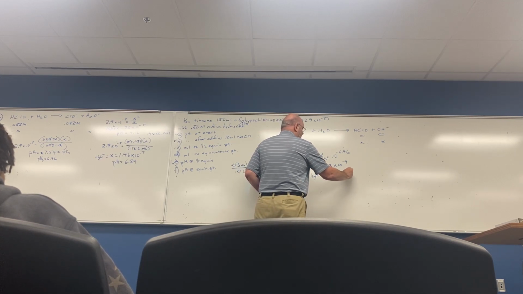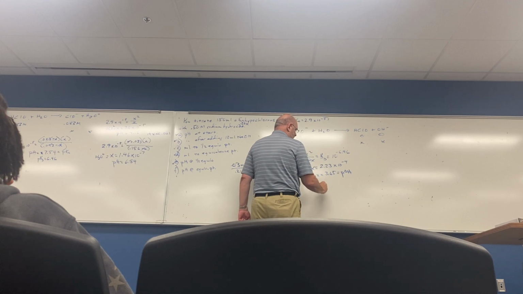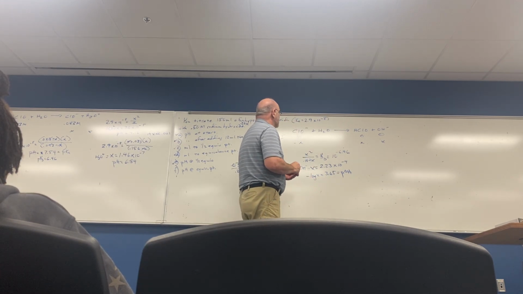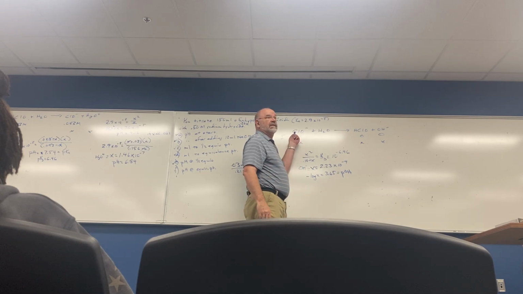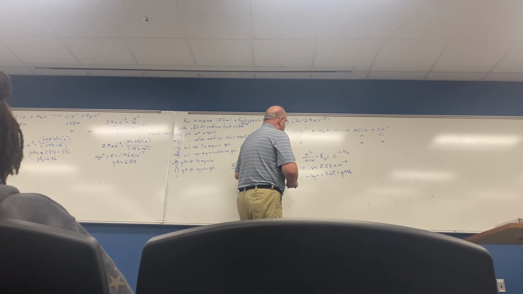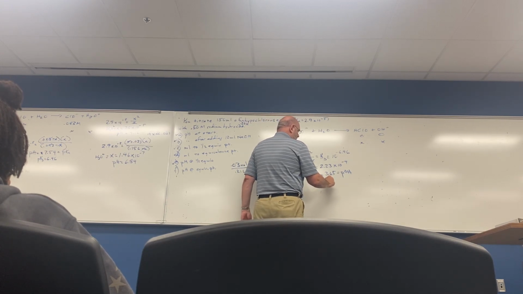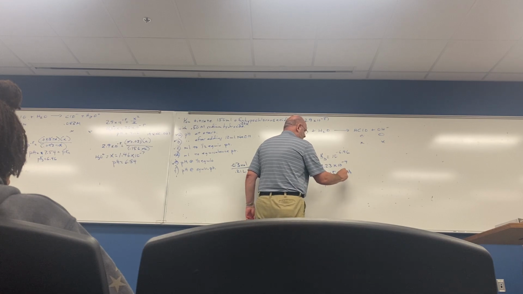So this is my pOH. So why is the subscript b in Kb? Because this is a base, K base. So my pH is 10.35.